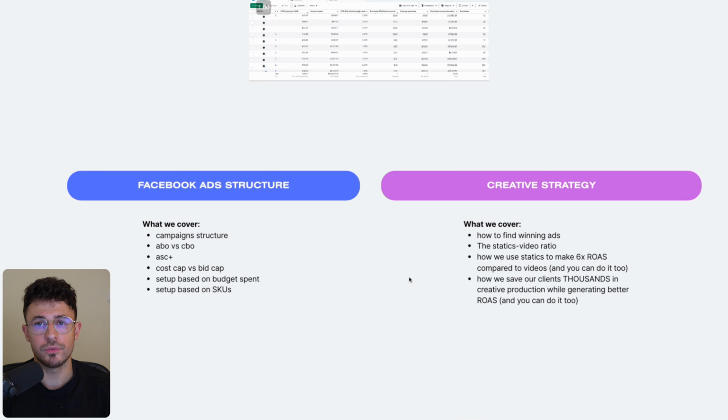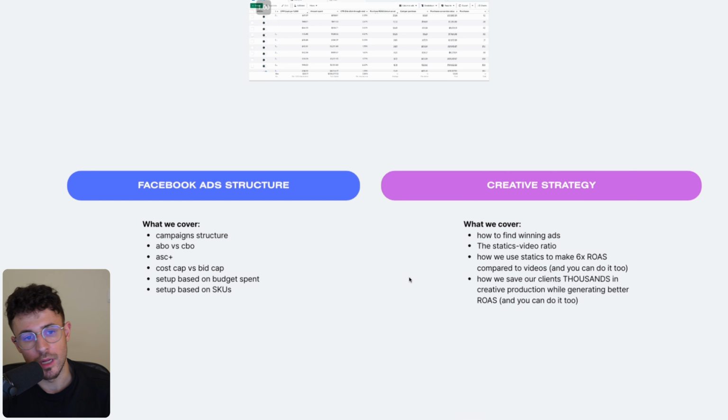I'm going to be covering two main things, which is the Facebook ad structure and the creative strategy. This is going to apply to you even if you're just starting out, spending 3-5k a month, up to 50k plus a month. Things get more complicated when you spend a little bit more, like 100k a month. But in this video we'll mainly be focusing on a strategy that works up to around 50k a month spent.